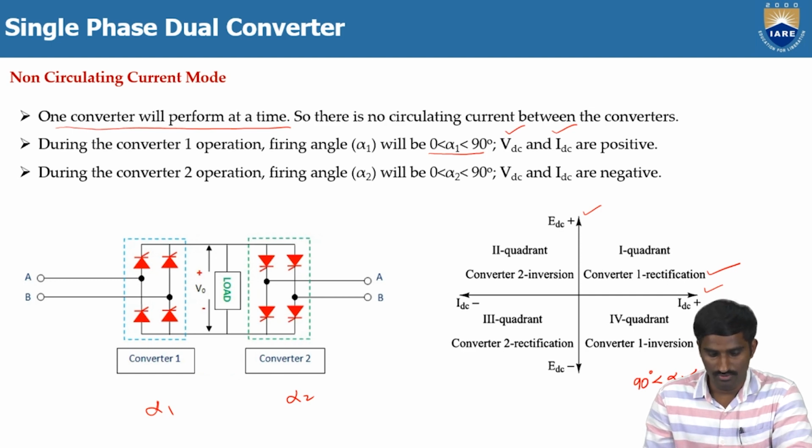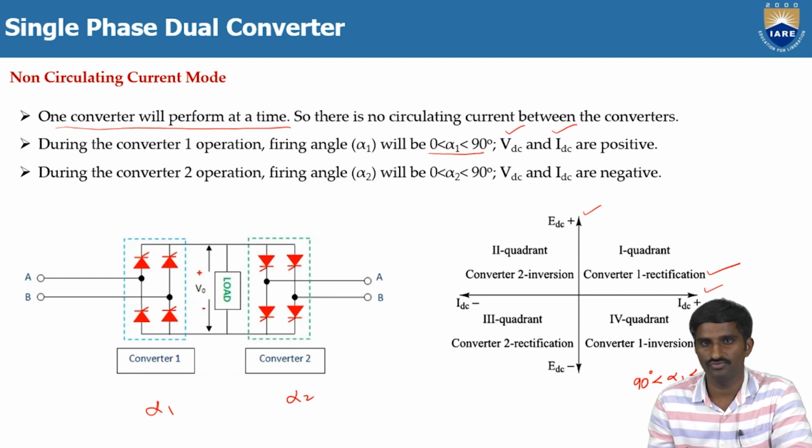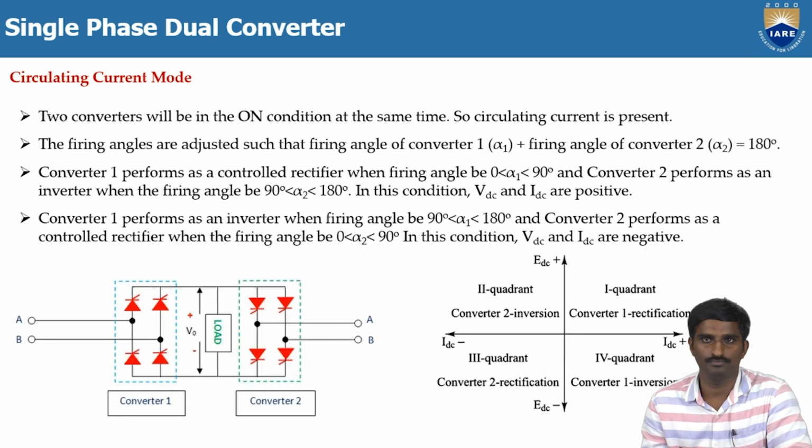So from one quadrant to another quadrant, or from one operating mode to another operating mode, if you want to shift, then you have to change the firing angle of converter 1 and converter 2. This is about the non-circulating current mode. Then coming to the circulating current mode, in this mode two converters will be in an on condition at the same time.